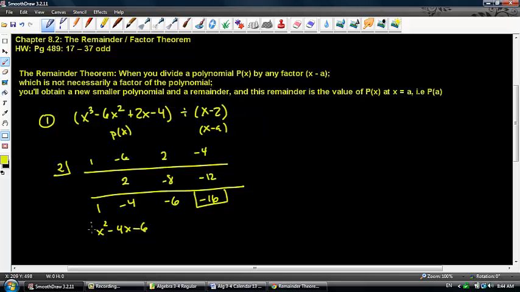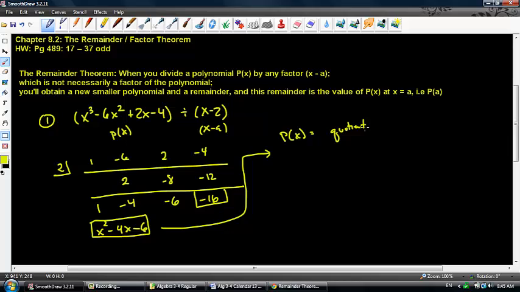So what my answer becomes, if this is a question in the homework, is I'm going to rewrite the polynomial up here as p of x is equal to my quotient, or in this case sometimes they refer to it as q of x, times my divisor, which is x minus a, plus or minus my remainder. Oops, wrong thing.